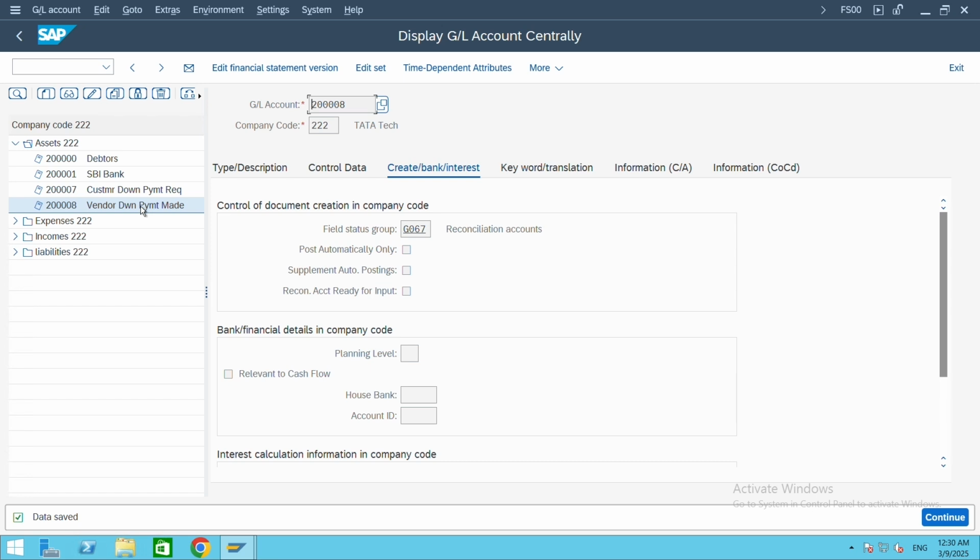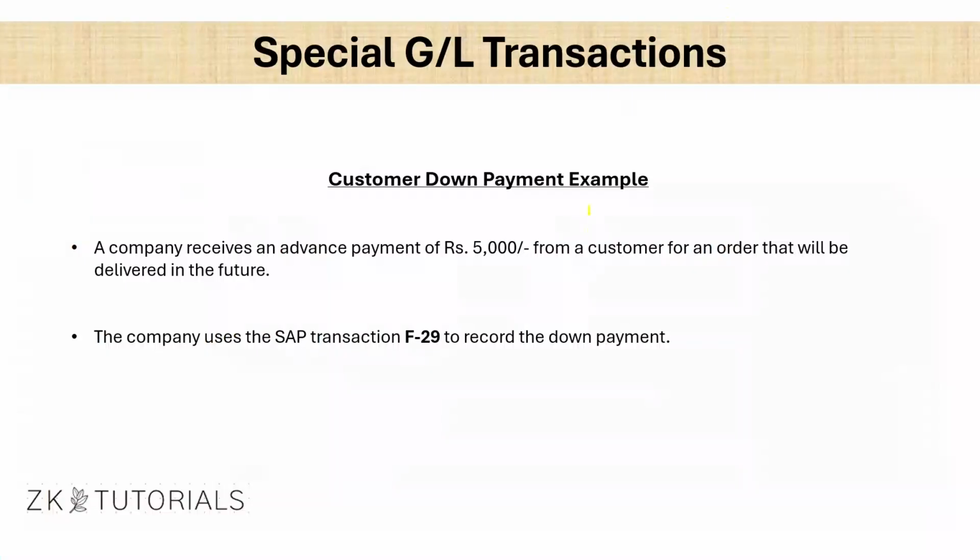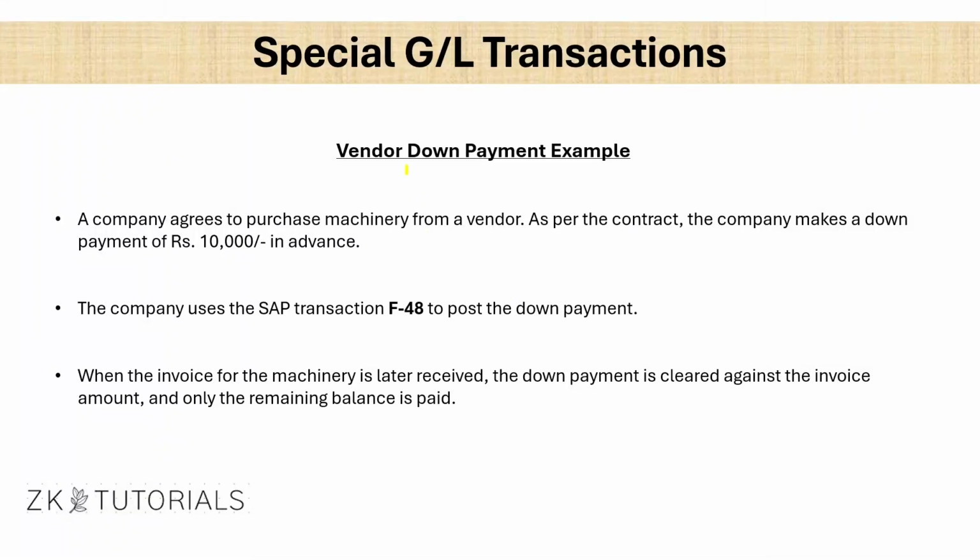Why is it an asset? Because whenever we pay some advance to the vendor, for example, in the slide, if we go to the vendor down payment example, the company agrees to purchase machinery from a vendor. We have agreed to purchase a machinery. As per the contract, the company makes a down payment of 10,000 advance. That means we have paid 10,000 as an advance to the vendor before we receive the machinery.